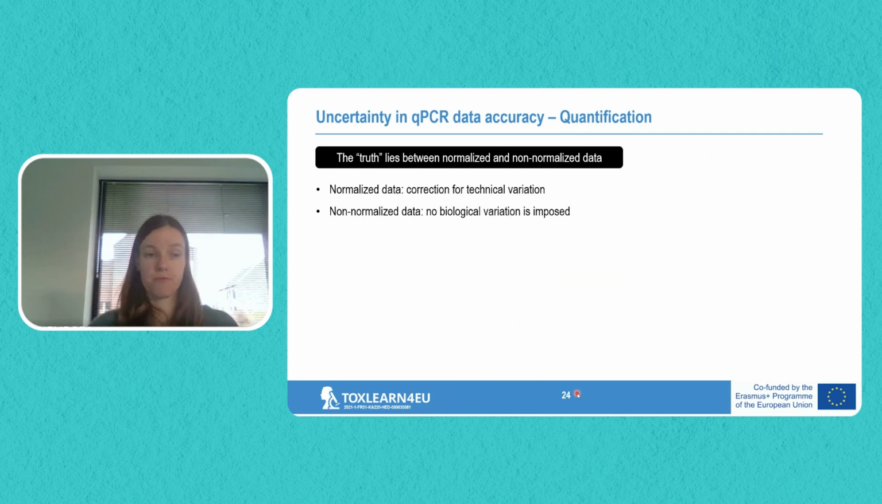So what the concept behind the geNorm algorithm says is that the truth lies somewhere between the normalized and the non-normalized data. In the normalized data, you corrected for technical variation, which is a good thing. However, you also imposed this biological variation of the reference gene, and that's not what you want to do. So in the non-normalized data, you did not do this.